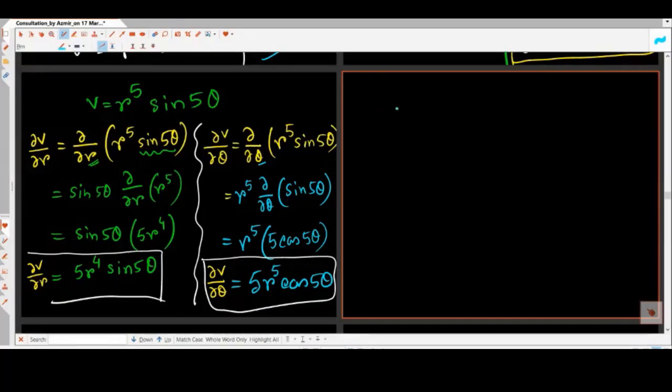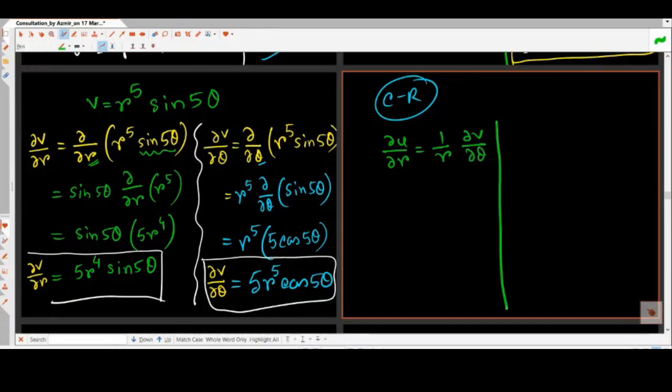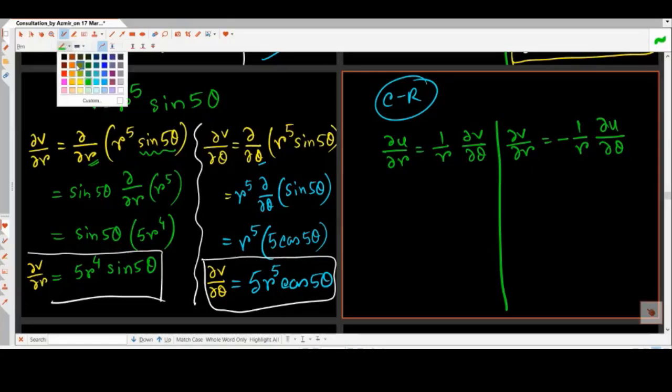Let's recall the Cauchy-Riemann equations in polar form. So we know that the Cauchy-Riemann equations in polar form are du dr equals 1 over r dv d theta, and dv dr equals negative 1 over r du d theta. So let's check whether these two equations are verified or not.